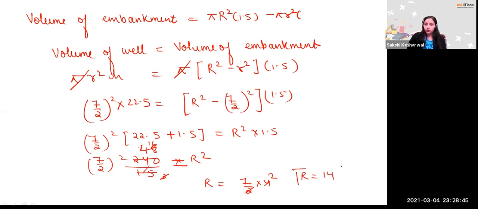So R is equal to how much, beta? 14, right or not? So thickness is how much, beta? Thickness is equal to 14 minus 3.6, that is 10.4 meter. What was the question? It was in meters, right? So this is your answer. Write it down, beta.